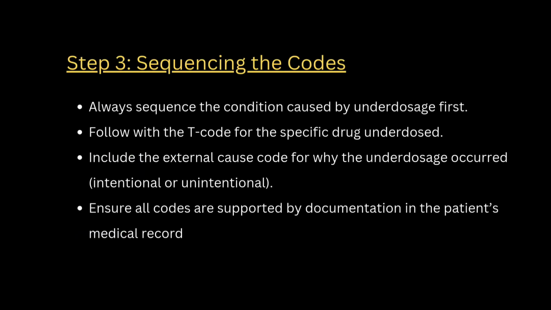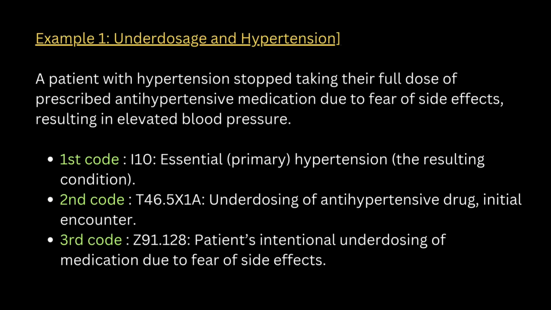Step 3 is sequencing the codes. Always sequence the condition caused by underdosage first. Whenever we are coding for underdosage, the condition will be sequenced first, followed by the T code. So first you have to code for the condition which has resulted because of this underdosage, and second you have to code for the underdosage. Third, you have to code for the external cause code.